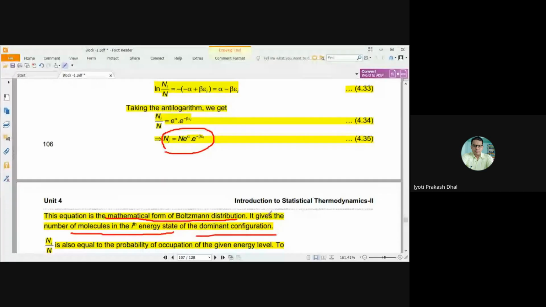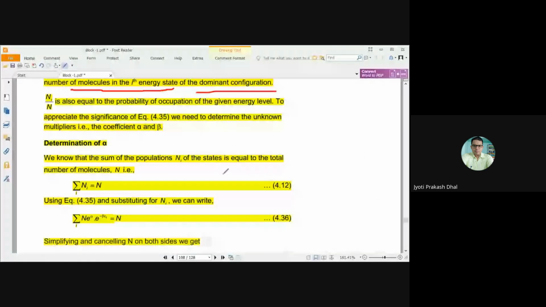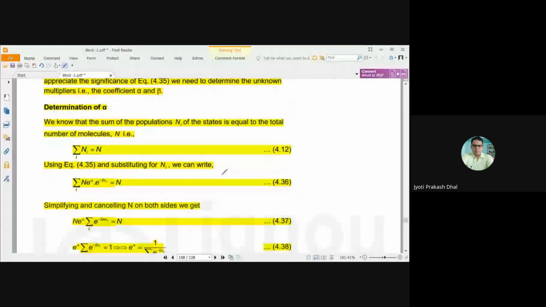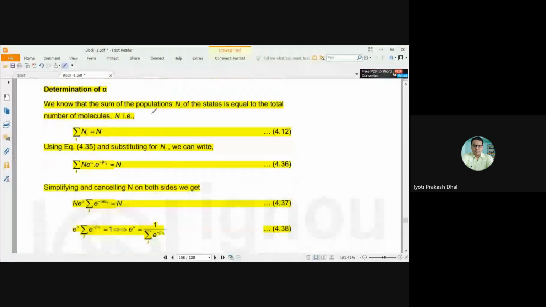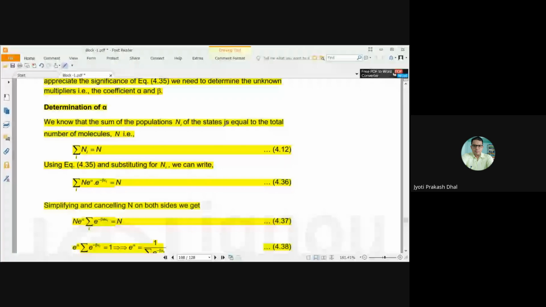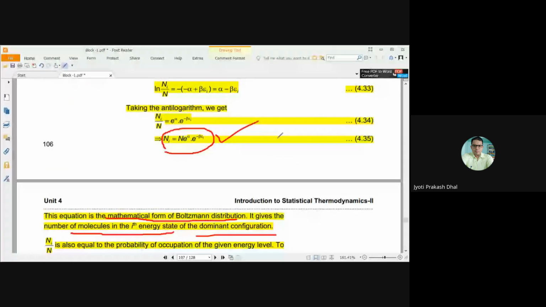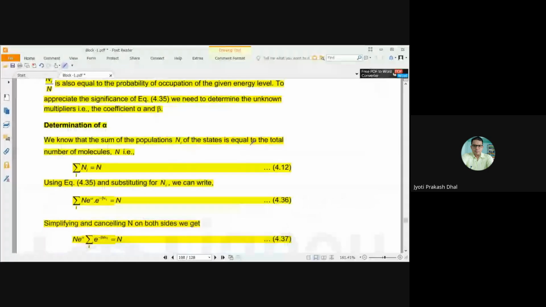So this is one long question, that means a 5 marks question. If there is a derivation of the Boltzmann distribution, this is the final mathematical form of the Boltzmann distribution. And after that, some additional questions will be there: determination of the value of alpha. Here we will determine the value of alpha in this Boltzmann distribution equation.